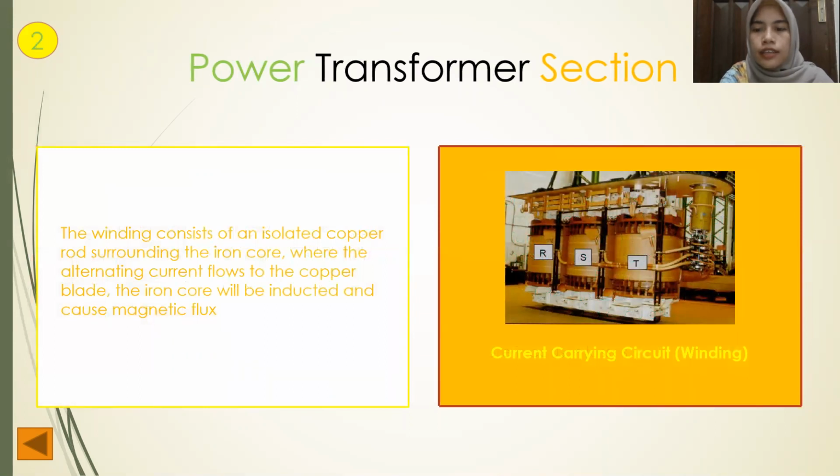Current carrying circuit winding. The winding consists of insulated copper rod surrounding the iron core, where the alternating current flows in the copper plate. The iron core will be induced and cause magnetic flux.